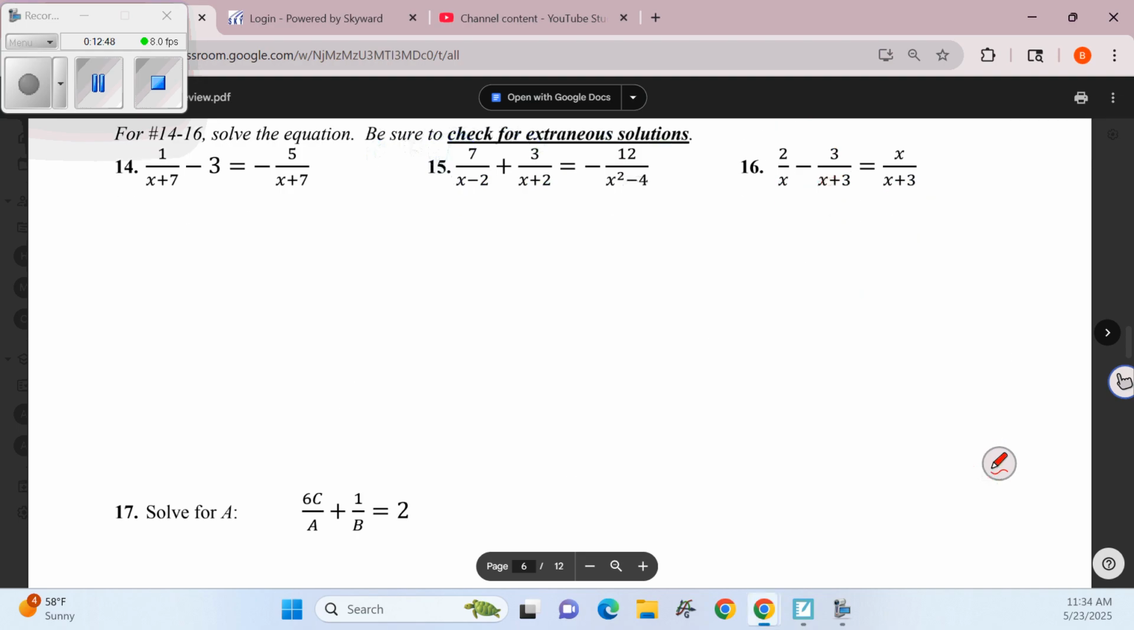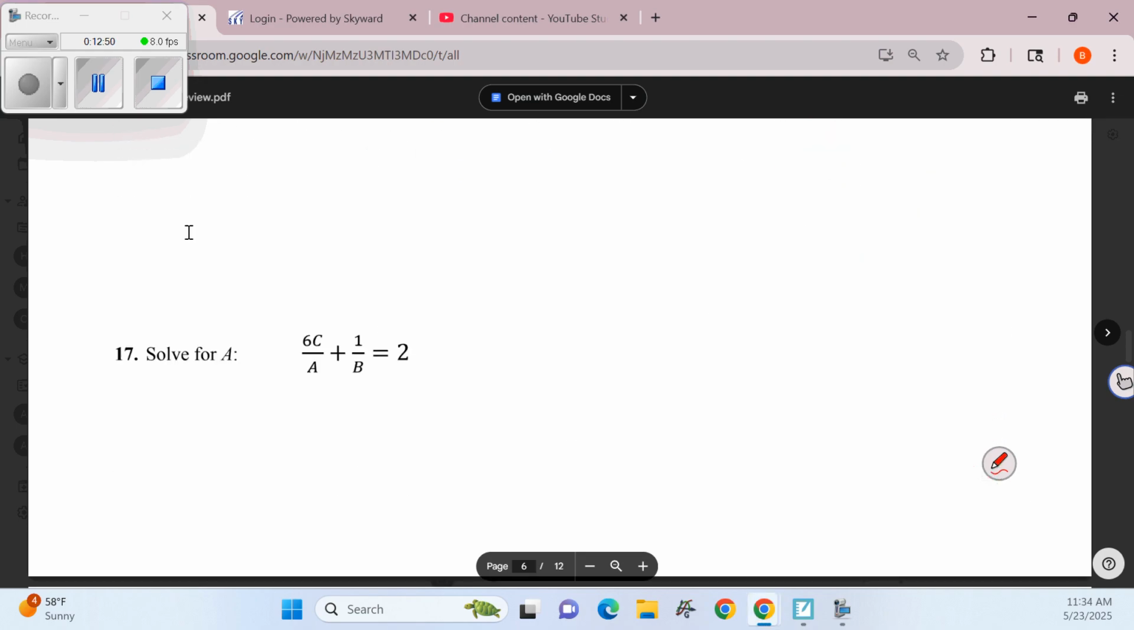For number 17, our last one on this page, if we're solving for A, we've got to get A out of the denominator. In fact, it'd be great if we could clear all of the fractions. So let's multiply by the LCD of AB, right? A to clear the first fraction, B to clear the second one. So if we multiply by AB, the A cancels in the first fraction, so we're left with a 6BC, plus the B cancels with the second fraction, so plus A is equal to, don't forget to multiply that 2 by AB, so 2AB.